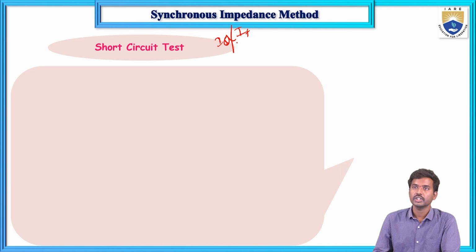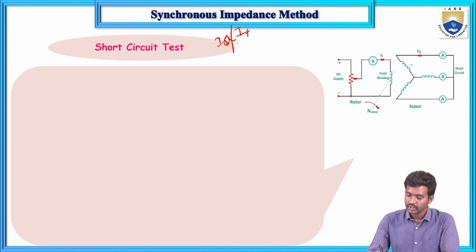Now see the diagram first. In the previous case there was a voltmeter across each phase, and that was an open circuit, but here the 3 terminals are short circuited. And how will we measure this short circuit current? By connecting an ammeter in series with this phase, in series with this phase, in series with this phase.